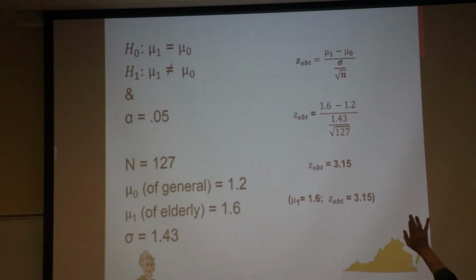So if you look at the top right, that's our formula, and we're just going to plug in our numbers. It doesn't really matter which numbers you subtract from which in terms of the means, because it doesn't matter if it's negative or positive in the end. We just care how far away it is from the mean of the general population. What's the difference? When we do all that math, we end up with a z-score of 3.15.